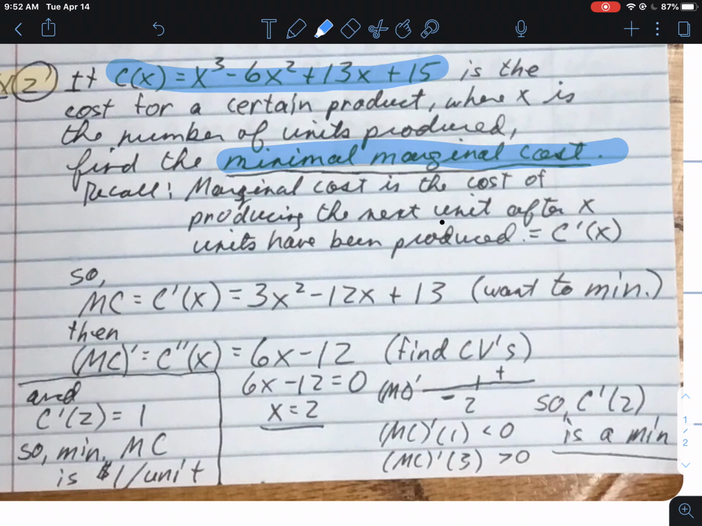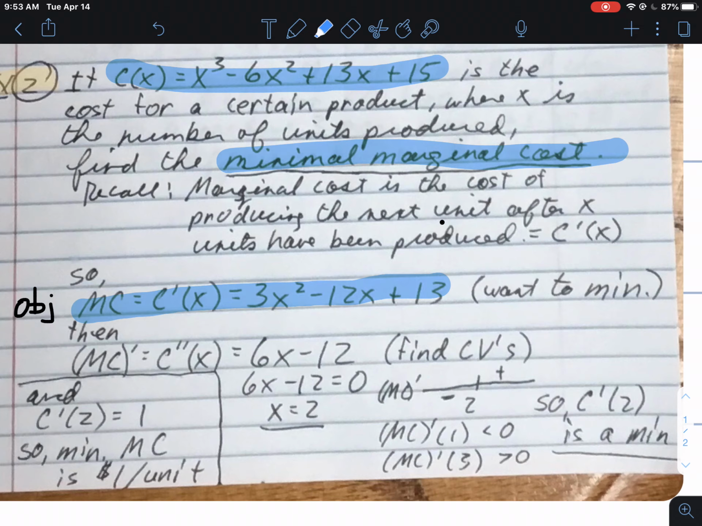Now, in this case, we are looking to optimize, minimize in this case, our marginal cost. So that's our objective function. Right? Now the marginal cost, again, that's C prime. So my marginal cost function, which is going to be my objective function, is the derivative of our cost function. So C prime is 3x squared minus 12x plus 13. And that's the function that we want to minimize. So there is our objective function. I think I wrote that down. So that would be my objective function in this case, because that's the function that we're looking to minimize.